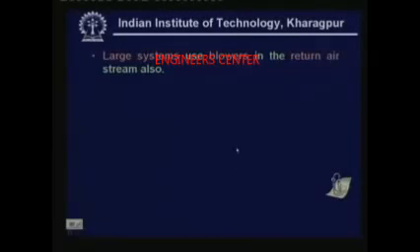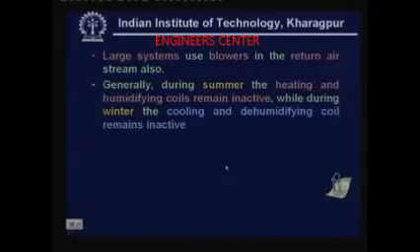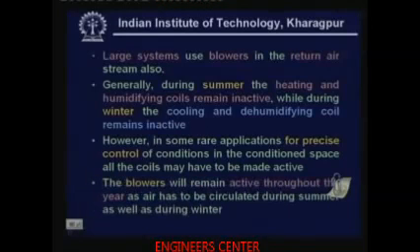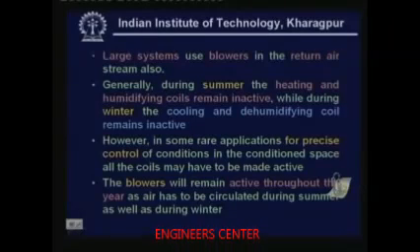So large systems use blowers in the return air stream also. I have shown a blower only in the supply air stream, but you can also use a return air blower in large systems. And generally during summer the heating and humidifying coils remain inactive, as I have already explained, while during winter the cooling and dehumidifying coil remains inactive. However, in some rare applications for precise control of conditions in the conditioned space, all the coils may have to be made active. Okay. So rarely you keep all of them active, but it is possible in some applications. And the blowers will remain active throughout the year, as air has to be circulated during summer as well as during winter.